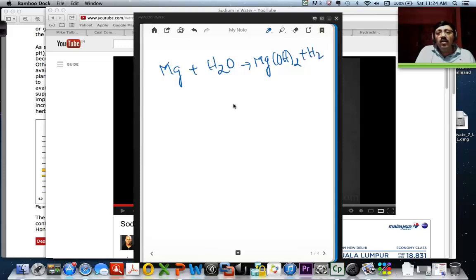Okay, now let me balance this. So here I probably have to put the 2 and we are done, right? So this balance. So magnesium is reacting with water to produce... okay, fine, sorry, there's a small mistake here.